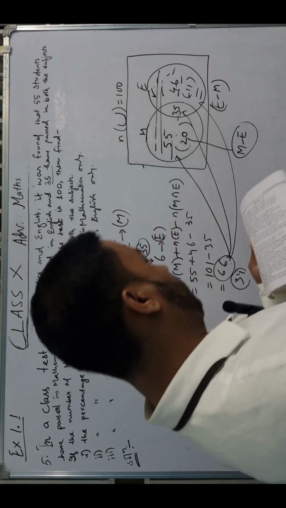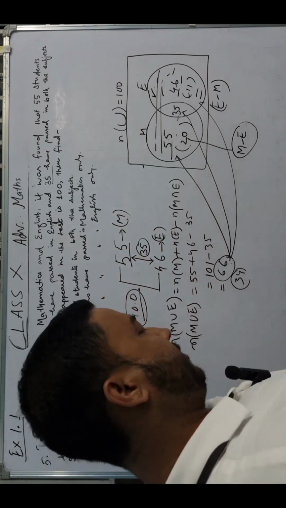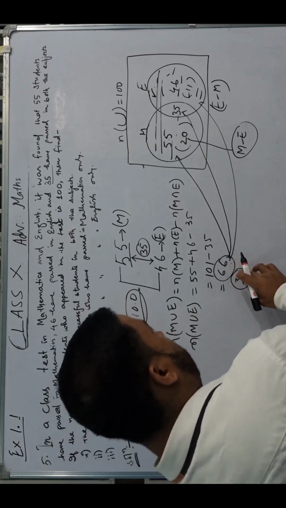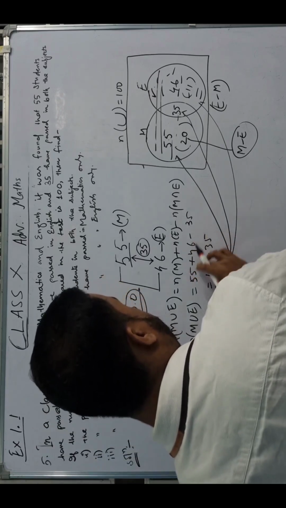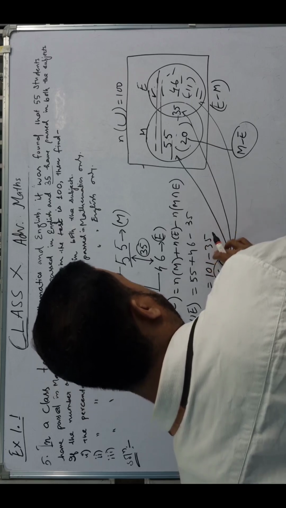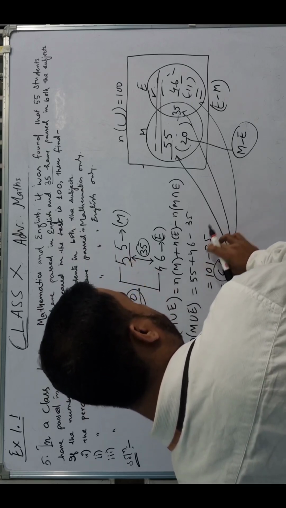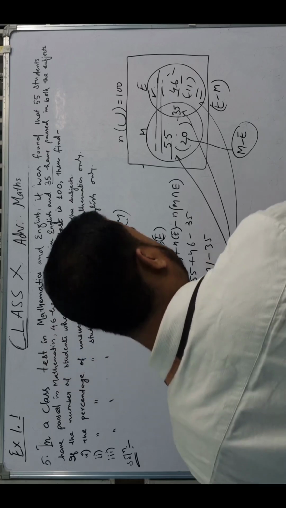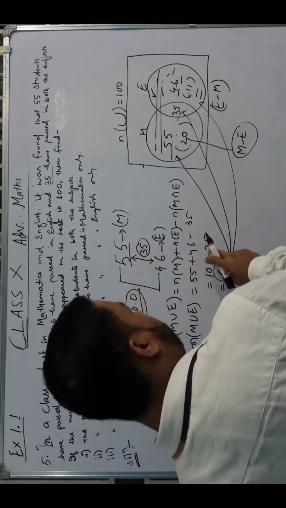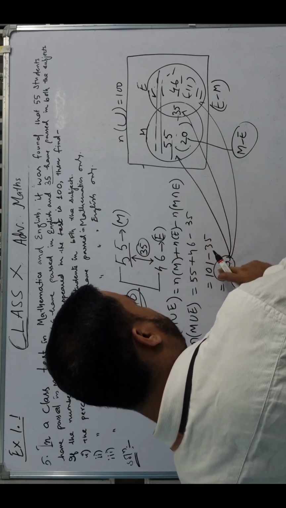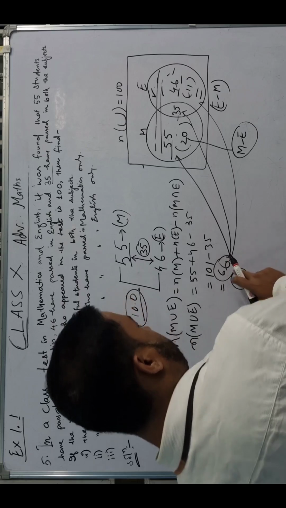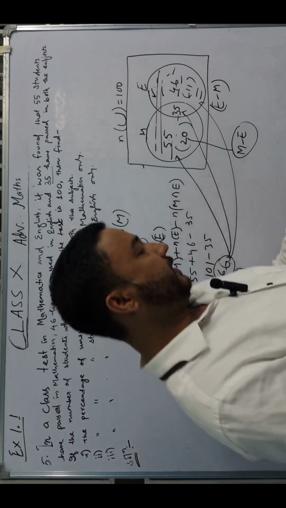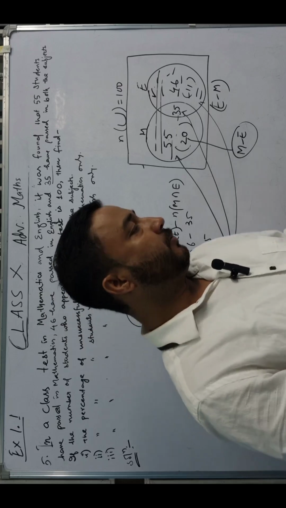Exercise 1.1, question number 5. The book answer is 36%. Let me check: 5 plus 6 is 11, 5 plus 4 is 9, plus 1 is 10. 110 minus 35, 11 minus 5 is 6, then 9 minus 3 is 6. 66, 40, 70, then 34. It should be 34%. Okay, it should be 34%.